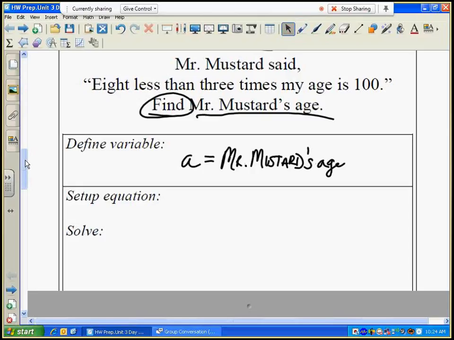Now, every time we talk about Mr. Mustard's age, we're going to use A. All right, so let's go back up to the top and let's translate that English sentence into a mathematical equation. It says 8 less than. So there's 8, and we know that less than means subtraction, right? We're going to take it away.